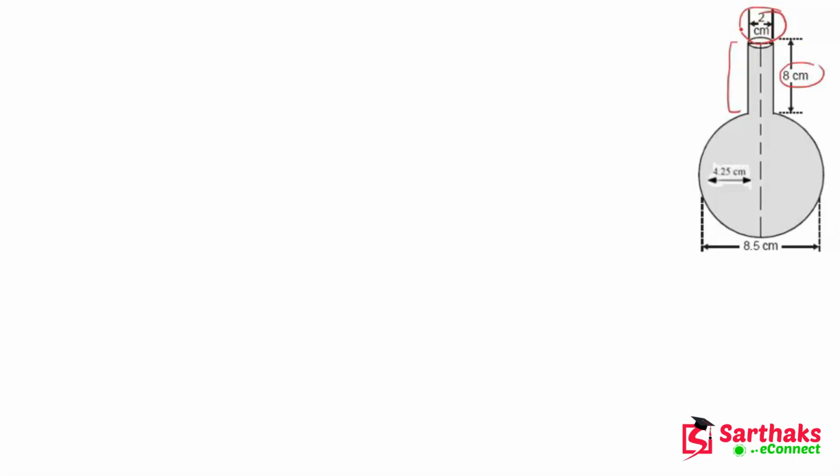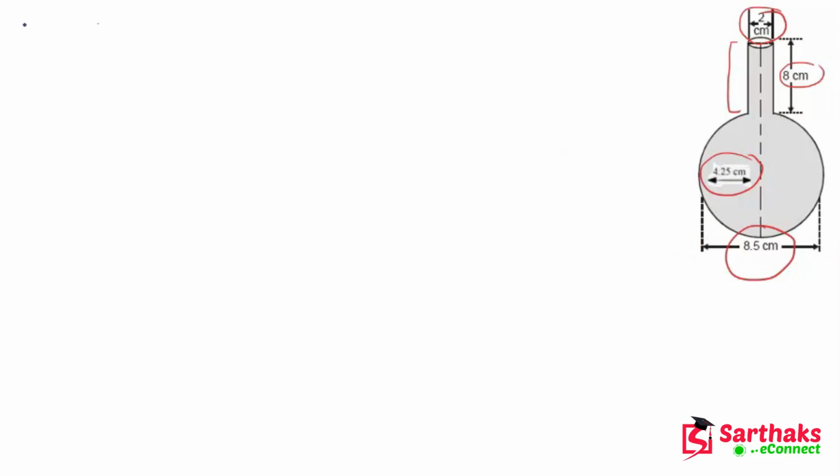So from this we can say that the radius is 1 cm, and what is the radius of this spherical part? 4.25 cm, because we have a diameter which is 8 cm, so half of this is 4.25 cm. Okay, my dear friend, I hope you understand this.